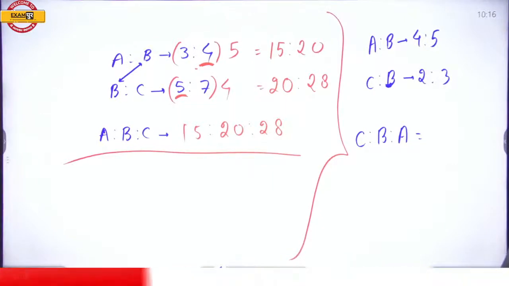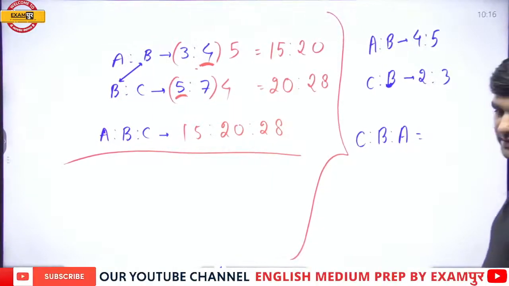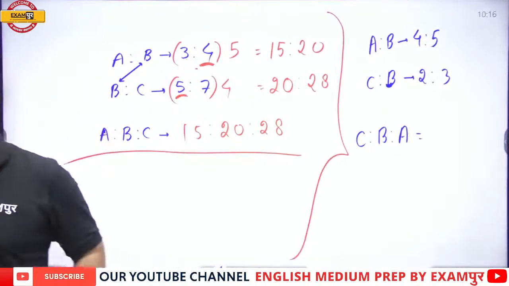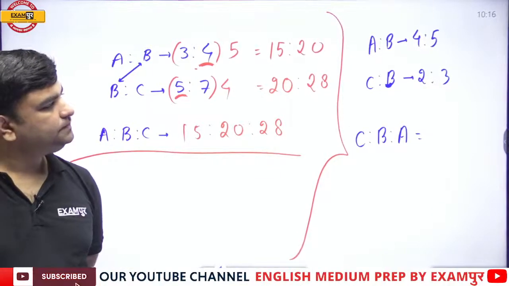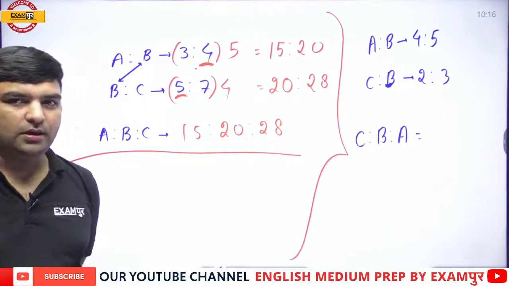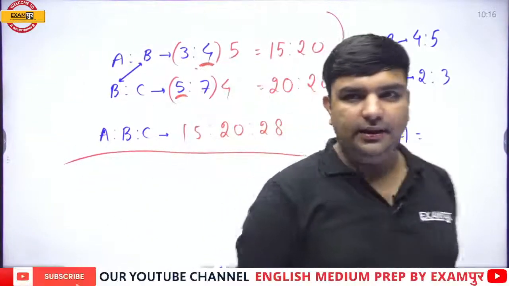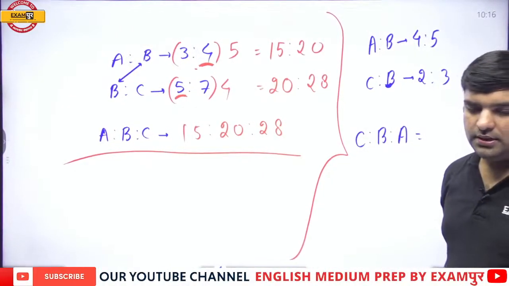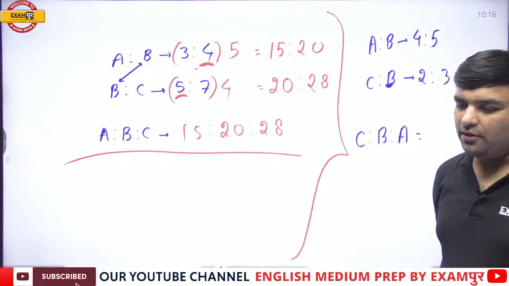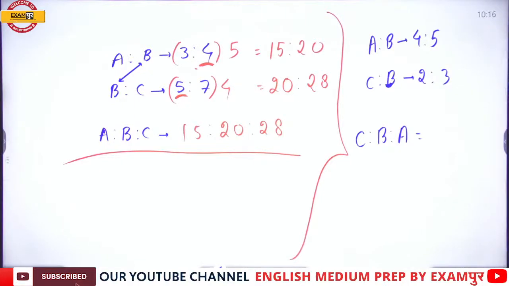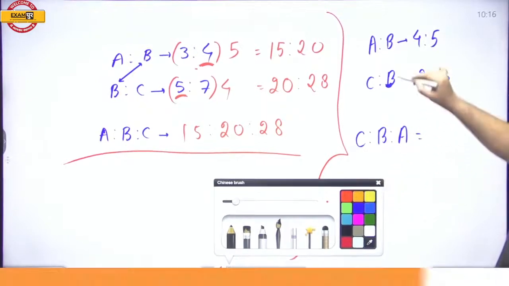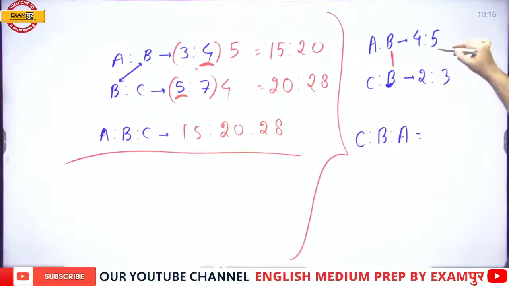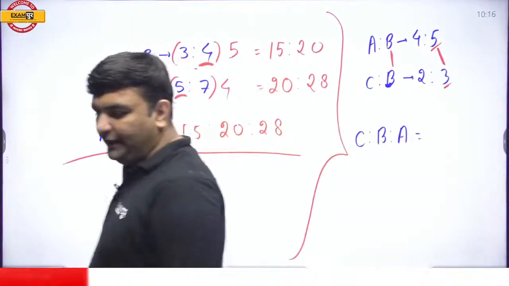A ratio B, 4 ratio 5. C ratio B is 2 ratio 3. What is CBA? Guys, is there a connecting link or not? If there is a connecting link, then make use of it. Where is the connecting link? The connecting link is here, B.